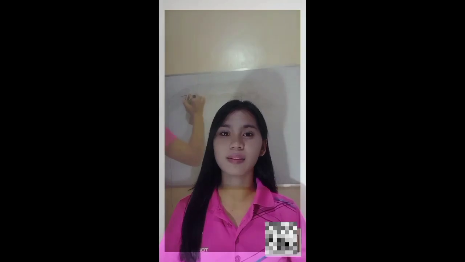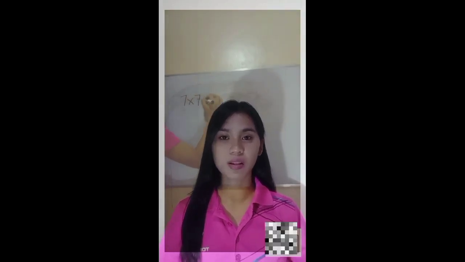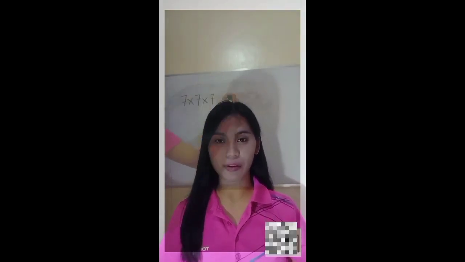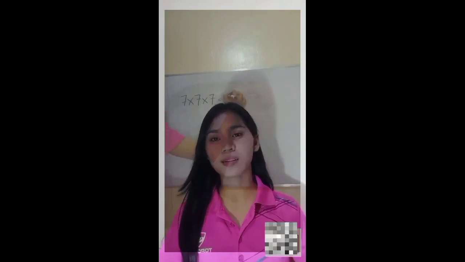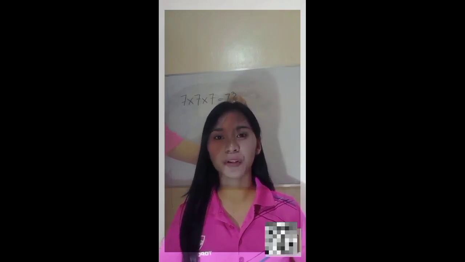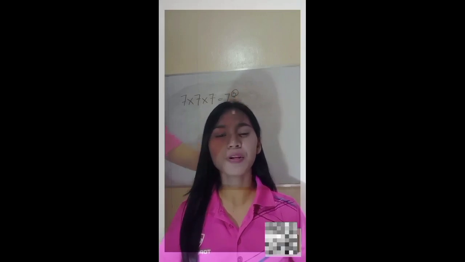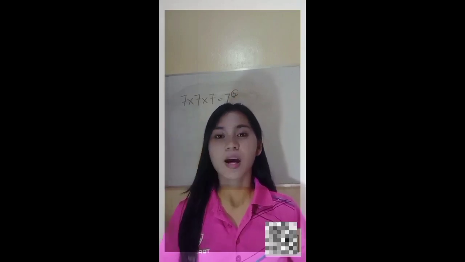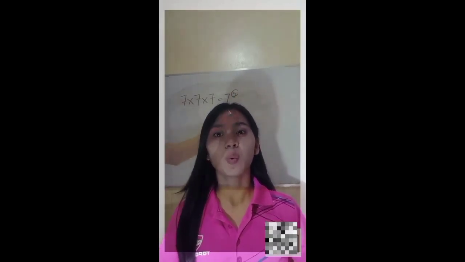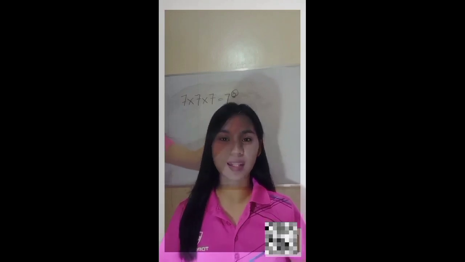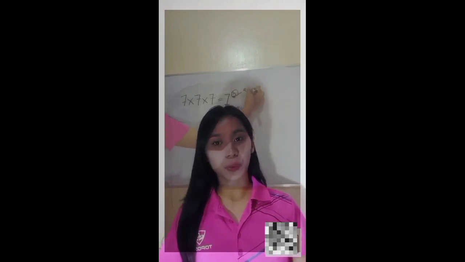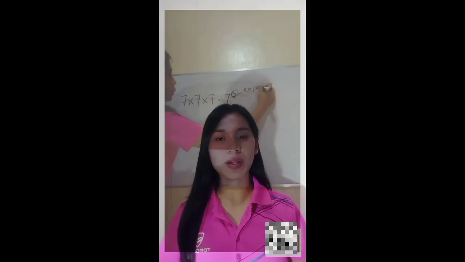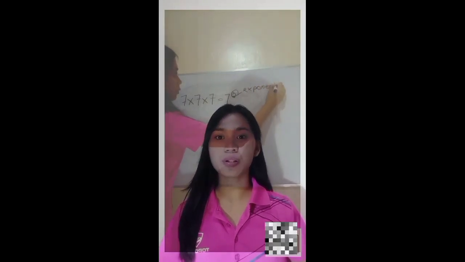For example, 7 times 7 times 7 can be represented as 7^3. Here the exponent is 3, which stands for the number of times the number 7 is multiplied. 7 is the base here, which is the actual number that is getting multiplied. So, basically, exponents or powers denote the number of times a number is multiplied.